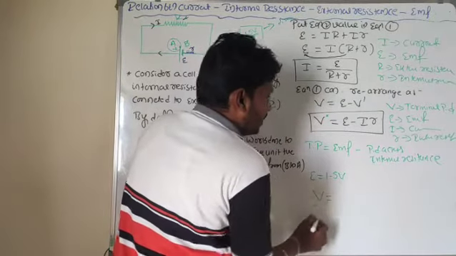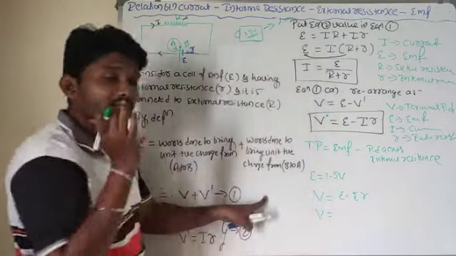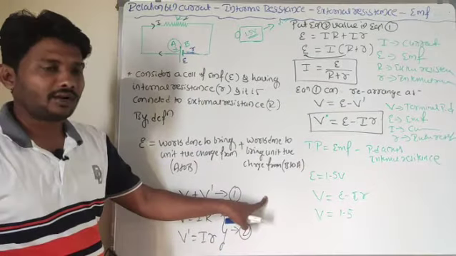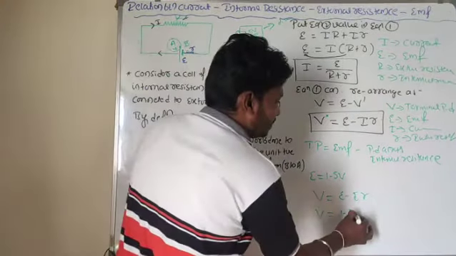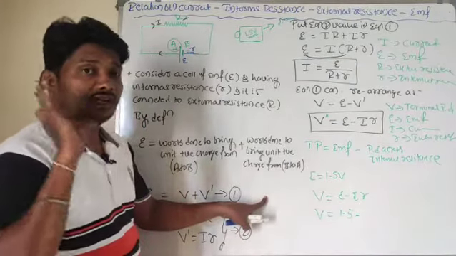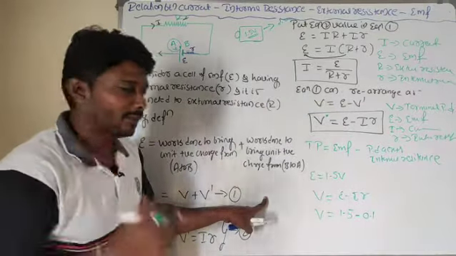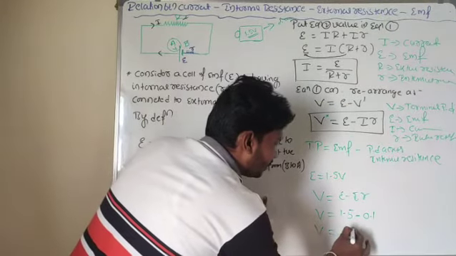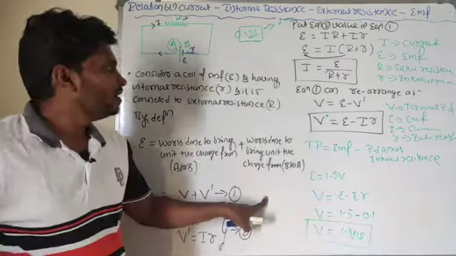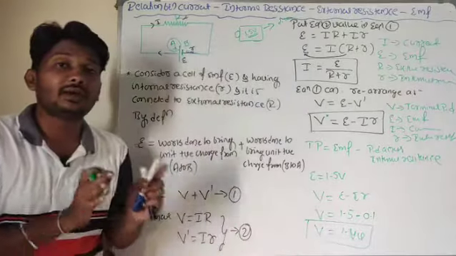V is equal to E minus I into r, where V represents the terminal potential difference. EMF is 1.5 volt, minus, because if you are using the cell, of course it has internal resistance. For example, if that Ir product is 0.1 volt, then the terminal potential difference is 1.4 volt. EMF is 1.5 volt, terminal potential difference is 1.4 volt.